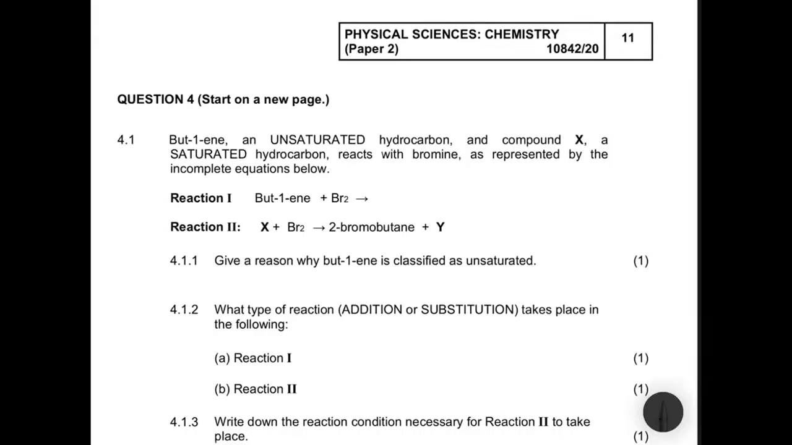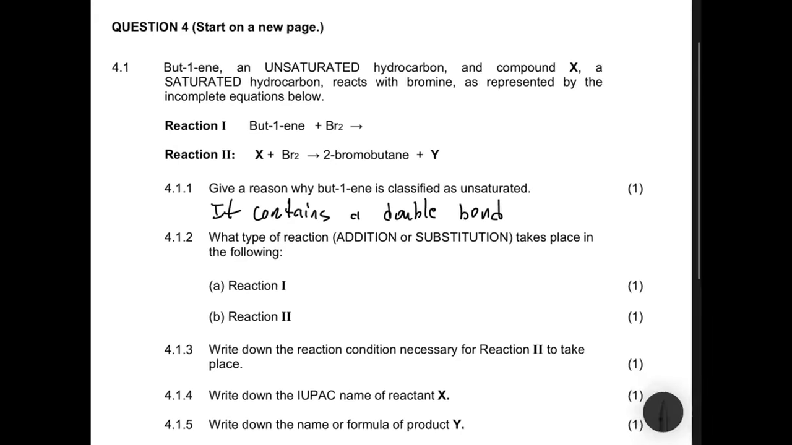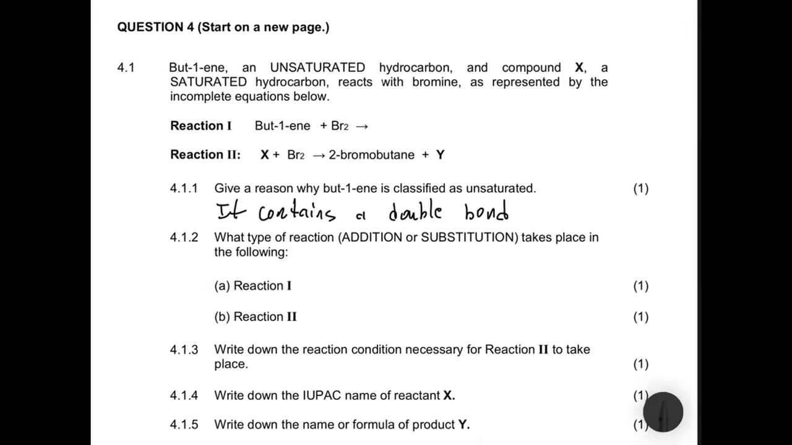If an organic compound has double bonds or triple bonds, then it is unsaturated, right? It can still go under addition reaction. So 4.1.1, it contains a double bond. Now let's move to 4.1.2, which says that what type of reaction, addition or substitution, takes place in the following.